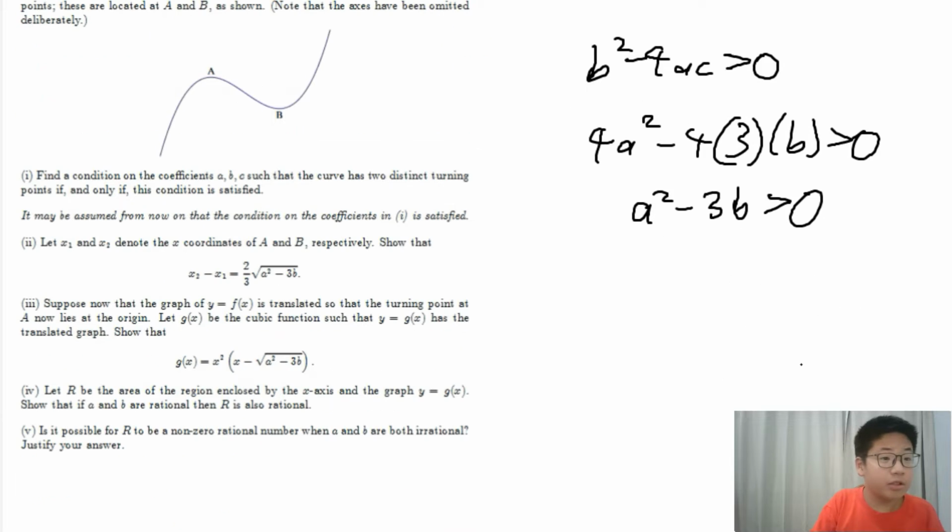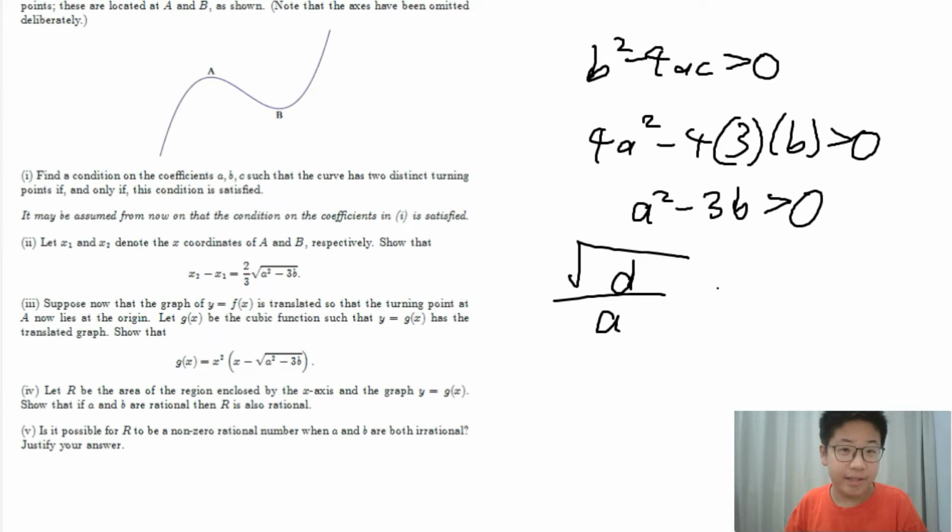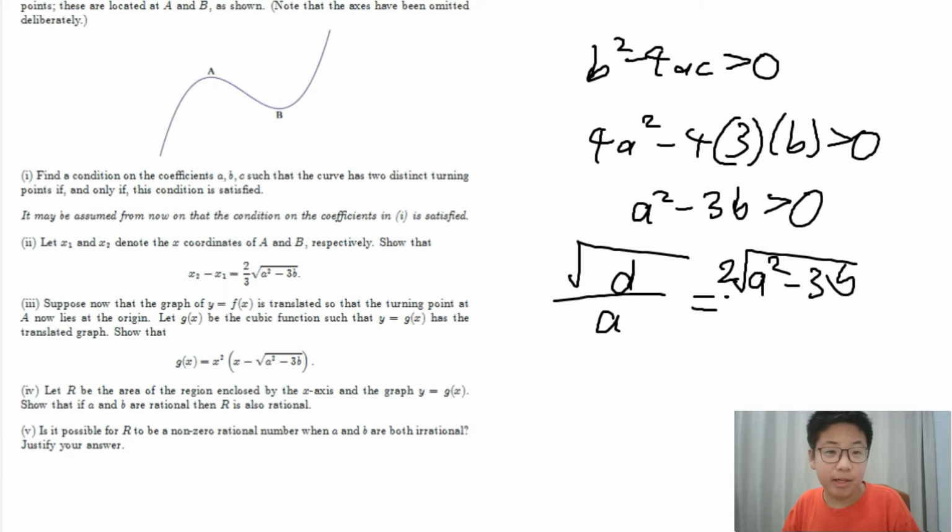So let x1, x2 denote the x coordinates of A and B respectively. Show that x2 minus x1 is this. So this means we will need the square root of the discriminant, let's call it d, over a. And this a is 3. So this means this is a squared minus 3b. It's actually 2 root a squared minus 3b, because the square root of 4 is 2, so we can put 2 in front, and then over 3. There, we proved it.